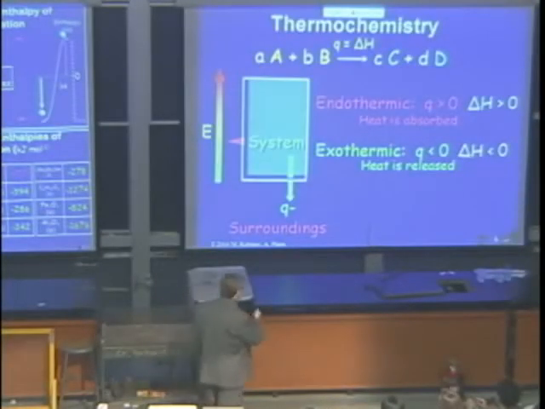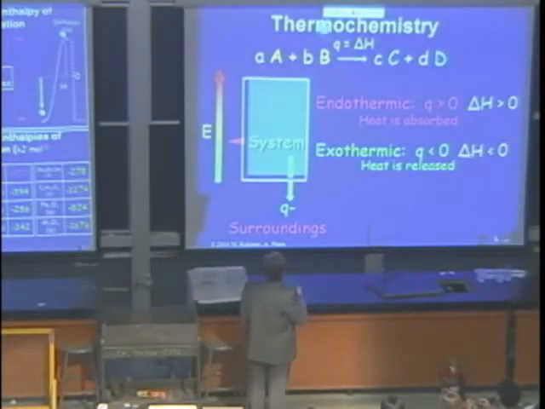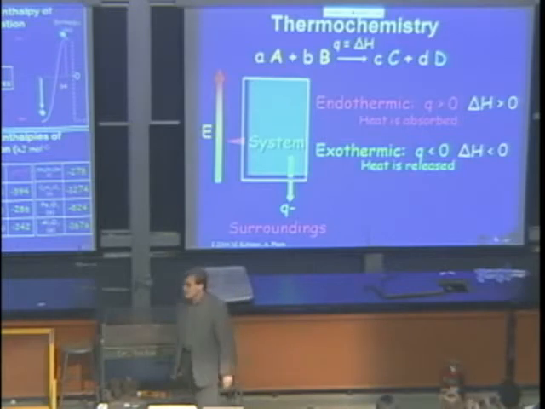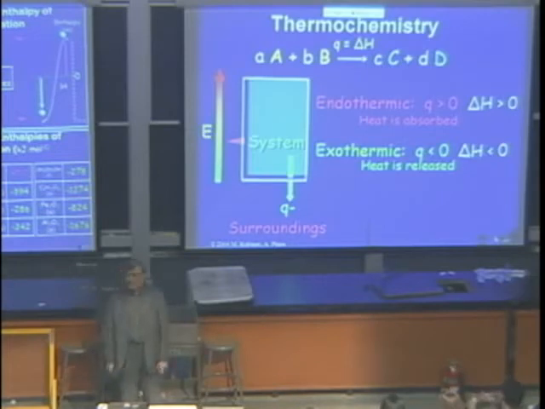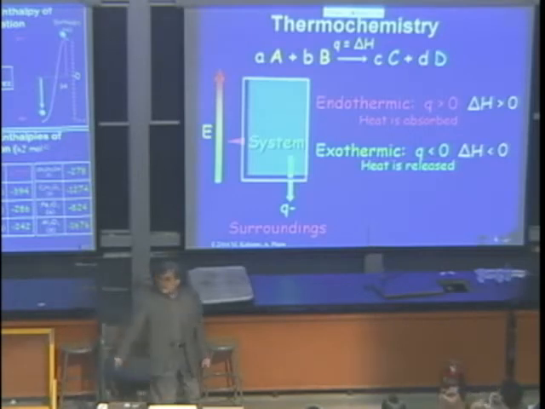So that would be great if we could take the heat of the reactants and the heat of the products and compare them to each other. And then if there's a difference in energy, it could be negative or it could be positive, then we know it's exothermic or endothermic.